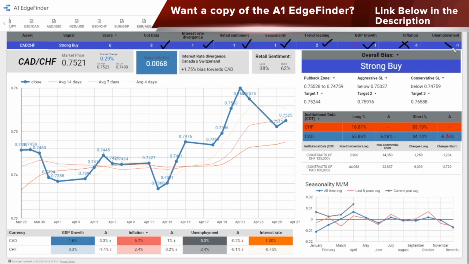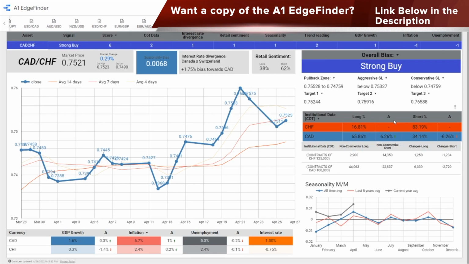Finally, unemployment, same thing. We have a -1 in this category telling us that Switzerland actually has a better unemployment rate. Lower unemployment is better. So putting that all into perspective, we get a +6, which constitutes a strong buy. And then we take that information, we take a look at the charts.